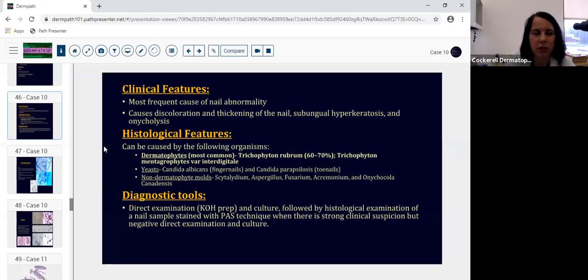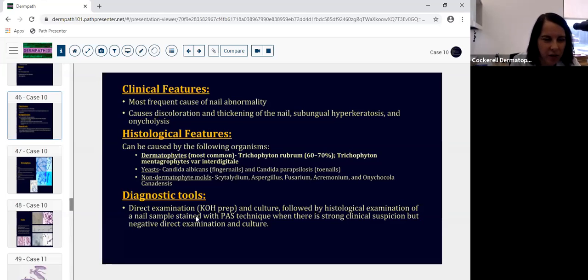Clinical features: it's the most frequent cause of nail abnormalities. It can cause discoloration and thickening of the nail, subungual hyperkeratosis, and onycholysis. It can be caused by the following organisms. Dermatophytes are most common. Trichophyton rubrum is 60 to 70%, and Trichophyton mentagrophytes is second to that. The yeasts: Candida albicans, which you can see on the fingernails, and Candida parapsilosis, which you can see in the toenails. The non-dermatophyte molds include Scytalidium, Aspergillus, Fusarium, Acremonium, and Onychocola canadensis. Those are the typical non-dermatophyte molds. Scytalidium is more of a superficial black look clinically.